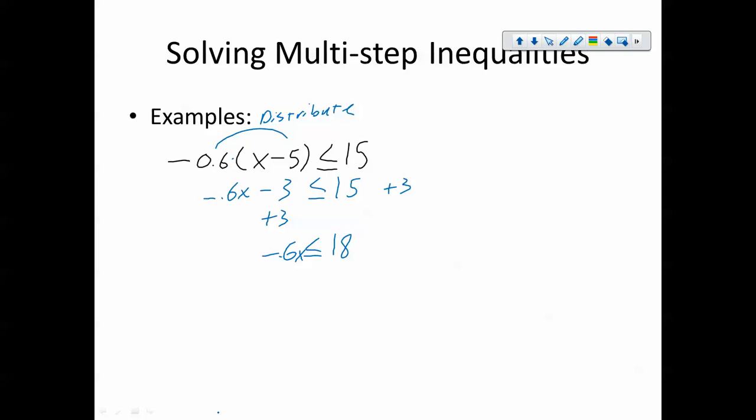And then for our last step here, negative 0.6 is multiplying that x, so I'm going to divide both sides by negative 0.6. And so that's 18 divided by negative 0.6, which is negative 30. But remember, I divided by a negative number here, and therefore I have to switch the sign. So this is x is greater than or equal to negative 30.